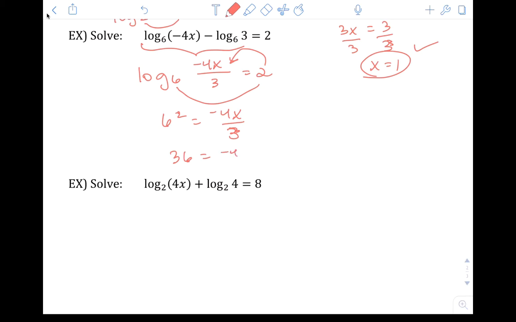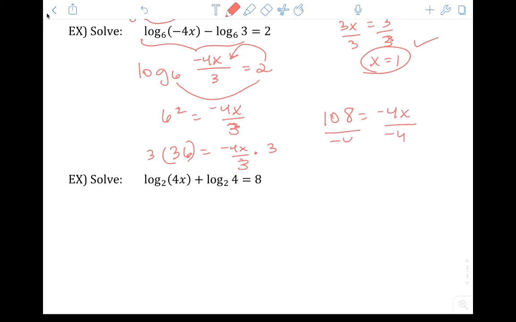So 36 equals negative 4x over 3. That's a positive 3. We're going to multiply by 3. 90 and 18, 108 equals negative 4x. Divide by negative 4. I believe that is 27. 80 and 28. Yeah, good. Negative 27. So x equals negative 27.